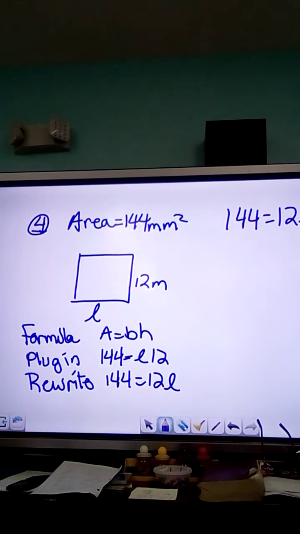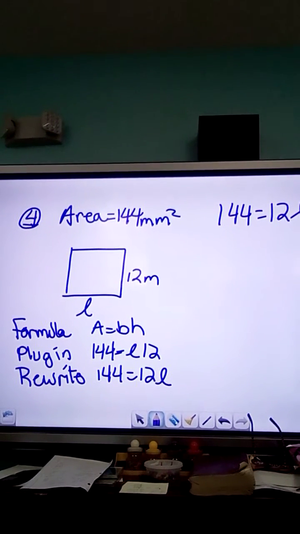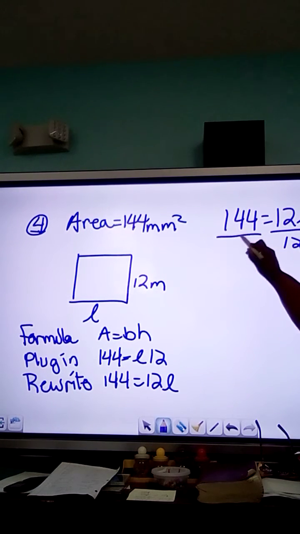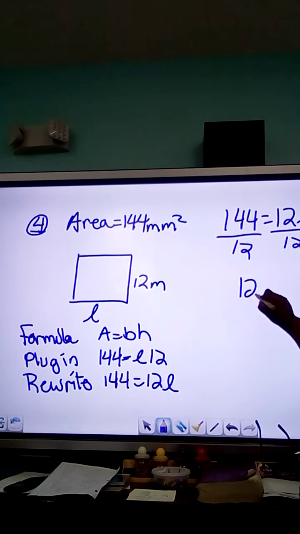We say whose house is it? In this case, it is L's house. All right, and we ask ourselves, what is L doing? Who's in L's house? 12. What is it doing? Multiplying. So then we do the inverse. Instead of multiplying, we divide. So 144 divided by 12 is 12, which is equal to L. And that is our answer. Okay? Let's move on to the next one.